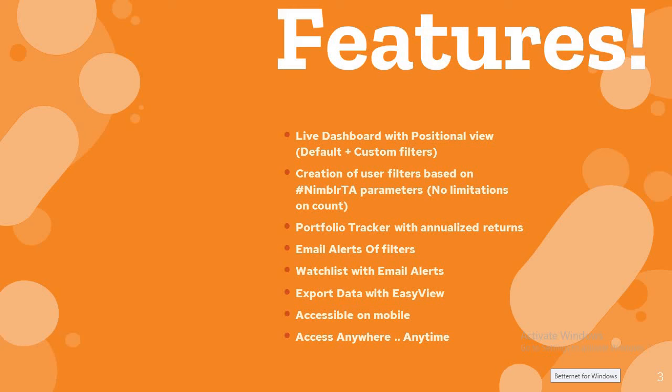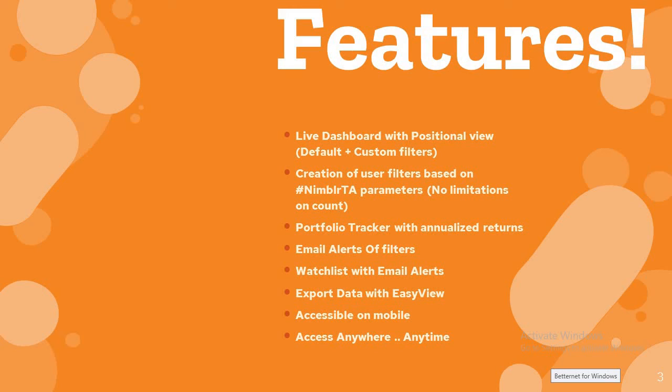So as soon as you log in, you have a live dashboard. You can create some default filters. There's a portfolio tracker which will help give you annualized return. Email alerts for the filters. You can subscribe to emails, and for all the filters which you have created, you would be getting email alerts. You can get alerts based on watch list.